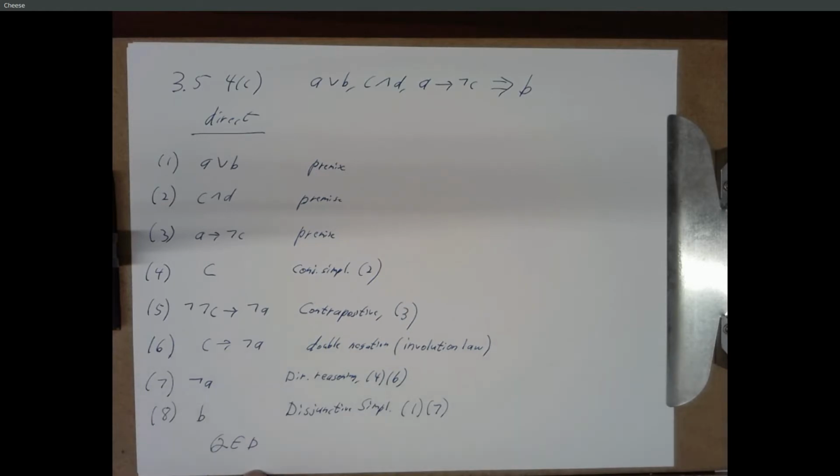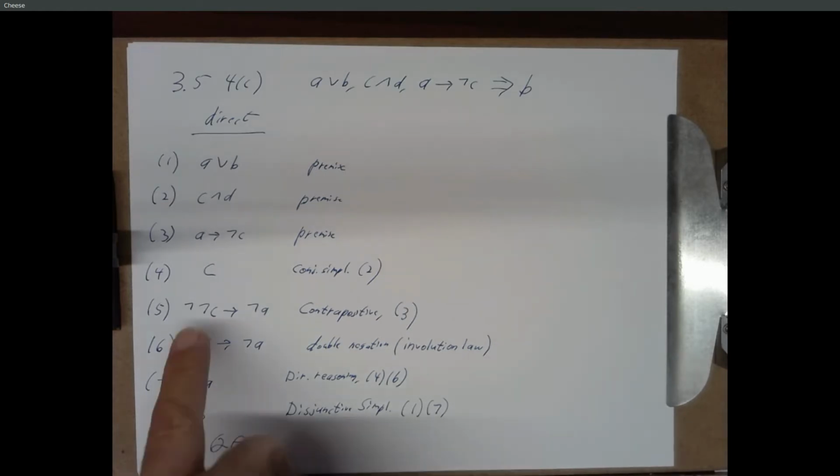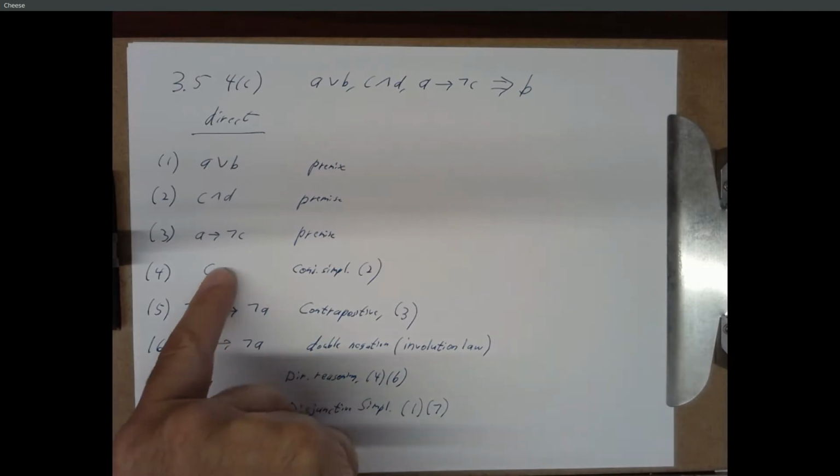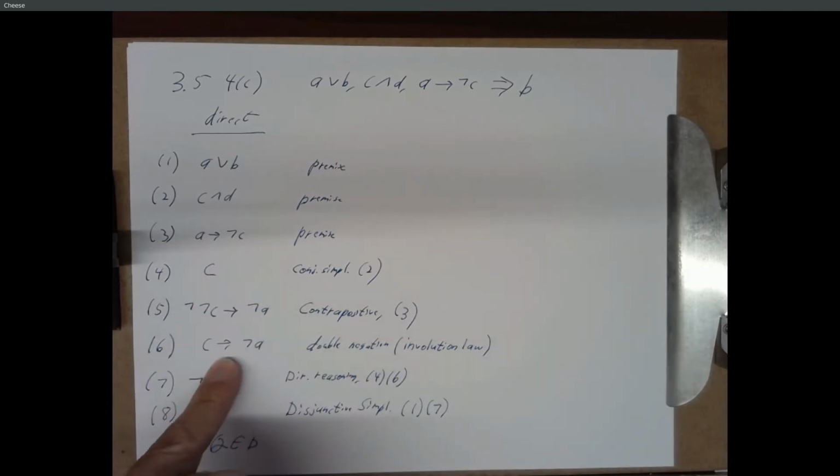And try not to skip steps. Okay? If you skip this double negation step and go directly from A implies not C to not A, I'll let you have that. Okay? Because that's pretty straightforward. But anything more complex, make sure you put down all the steps.